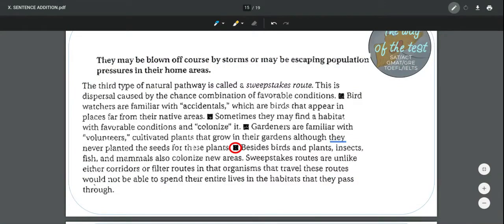What happens in the fourth square? In the fourth square, the word they is referring to this word they, and this word they is referring to the gardeners. The only previous plural noun that this is referring to is the gardeners. So now I'm replacing this with gardeners, and I'm saying that the gardeners may be blown off course by storms or may be escaping population in their home areas, which is not logically correct. Again, it's grammatically correct, but it's not logically correct.